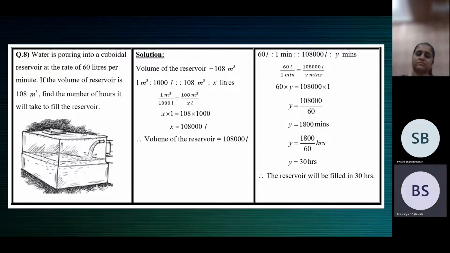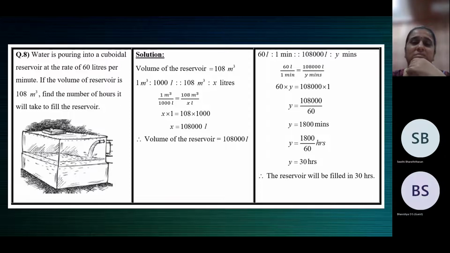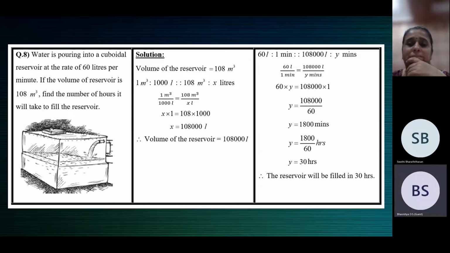Ma'am, can you send me the answers for the worksheet, ma'am? Oh yeah, I forgot. Yes, Bhavishya, I'll do it today. Sorry. Bhavishya, can you send me the questions again? Okay, ma'am. Please send it again. I'll do it today.